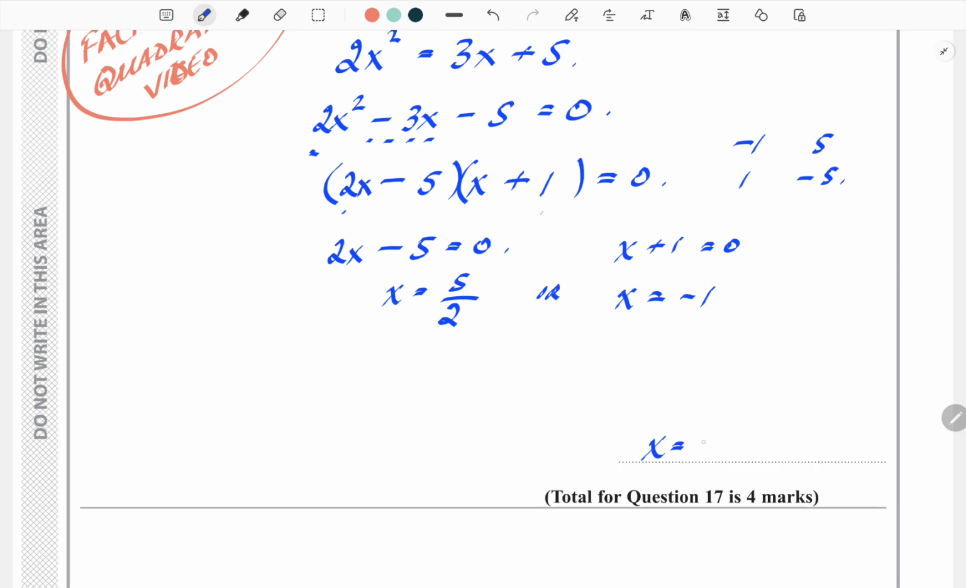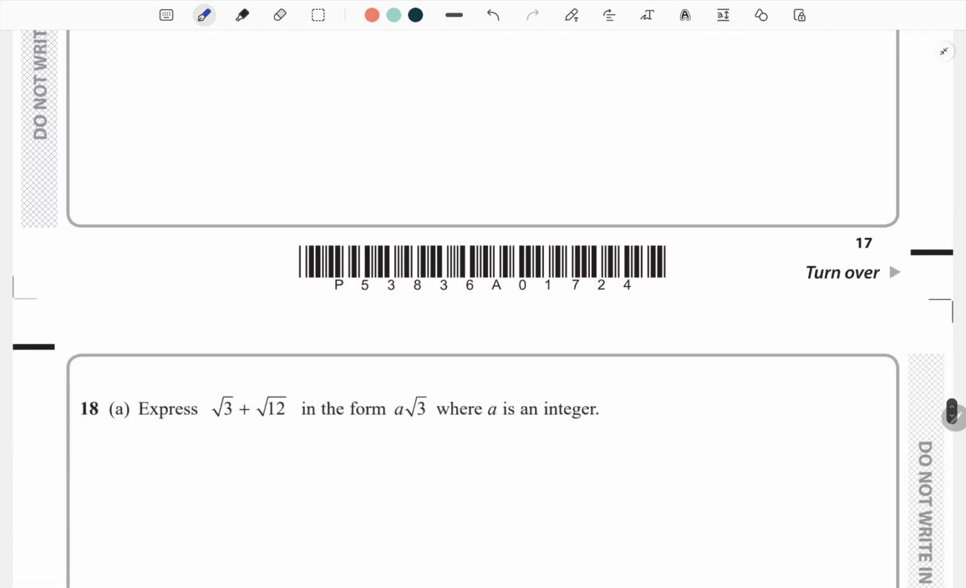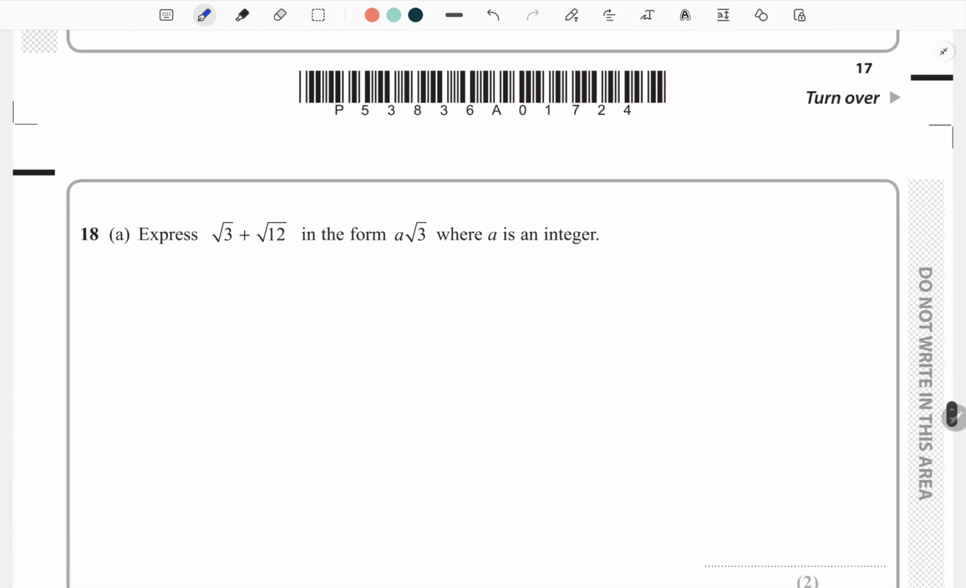x equals 5 over 2, x equals minus 1 are the 2 values that you need for that. Okay, quickly on to number 18.